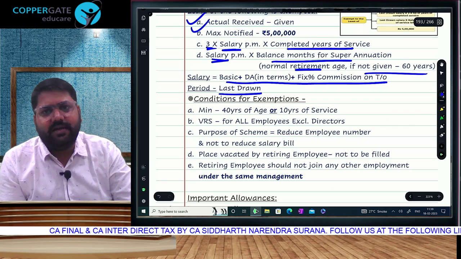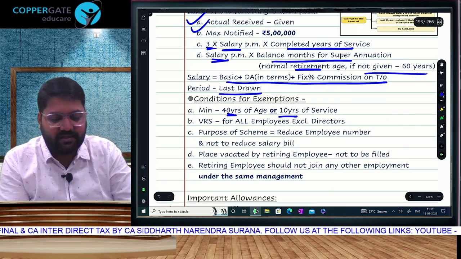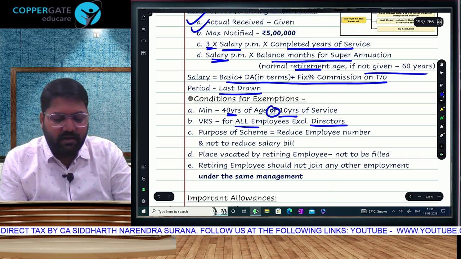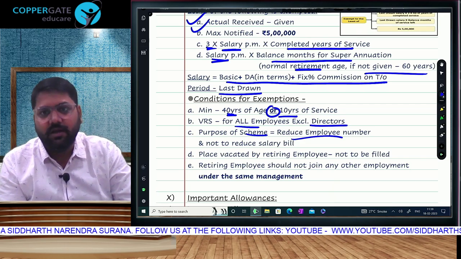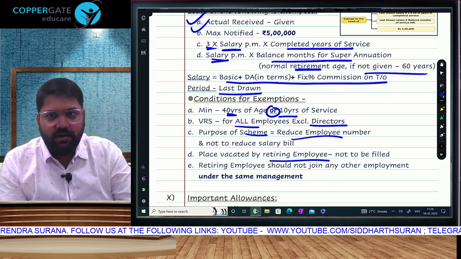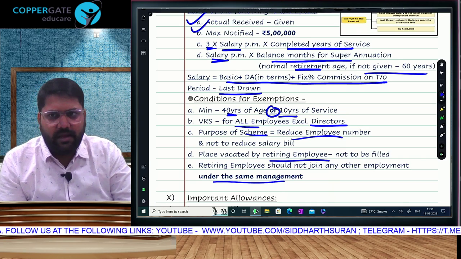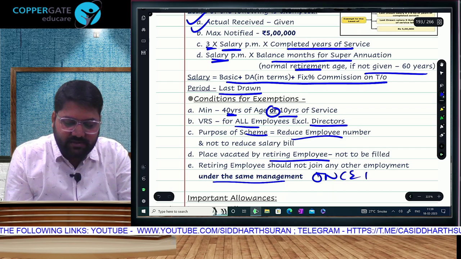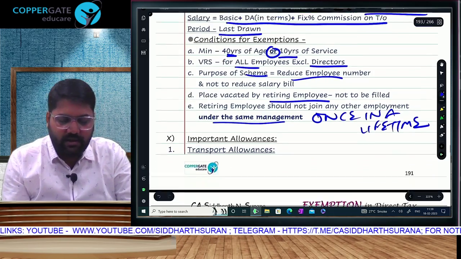But for this exemption, there are some conditions. Condition 1, the employee must have completed at least 40 years of age or 10 years of service, any one of them. This VRS should be for all employees excluding the directors of the company. The purpose of this scheme should be to reduce the total number of employees. You should not be appointing new people in that place. That is again confirmed here. And the retiring employee should not be joining any other company under the same management. And just to add one more thing, this exemption is once in a lifetime. VRS exemption you can't take again and again.